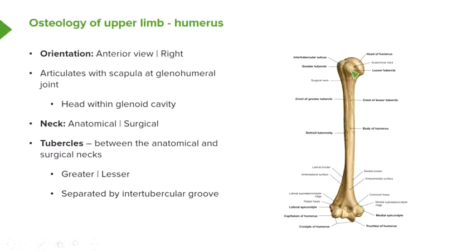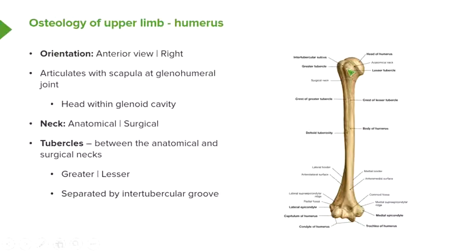The second neck I want to talk about is the surgical neck, and that runs around the humerus below, or inferior to, these two tubercles. Let's concentrate on the tubercles for a moment. We have the greater and the lesser tubercles, and these are important in offering sites for muscles to attach. So importantly, the rotator cuff muscles attach to the greater and the lesser tubercles.